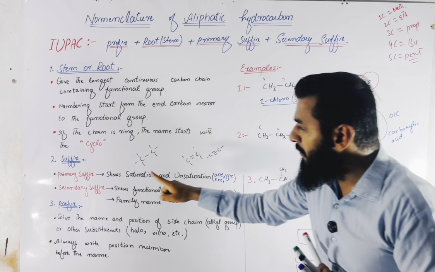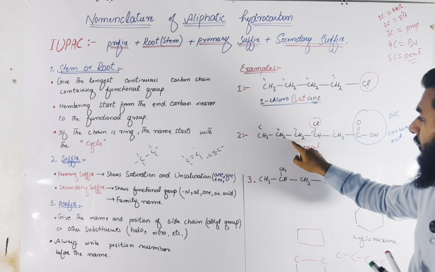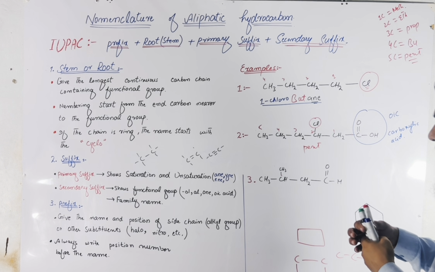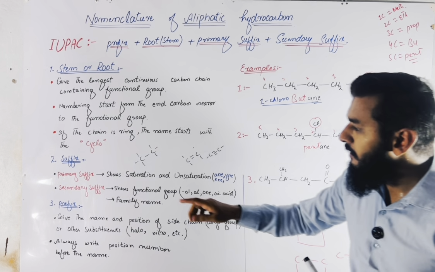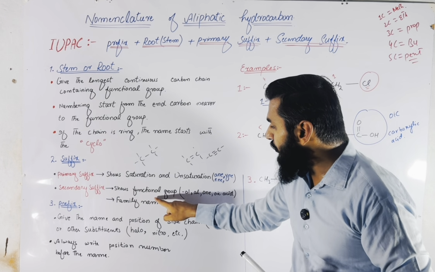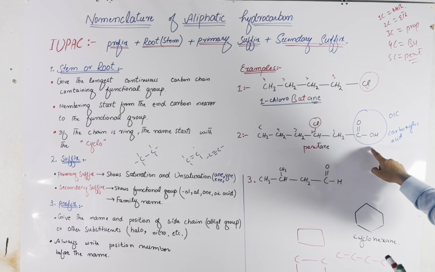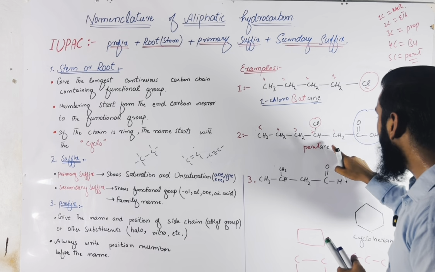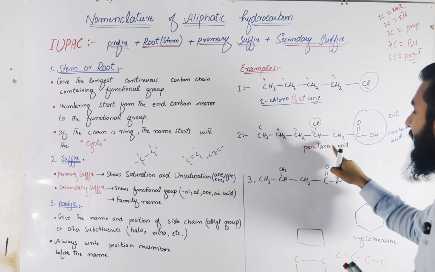Now, the primary suffix shows saturation and unsaturation. We know that in the carbon chain there is no double bond, so this bond is saturated and we use "ane" for a saturated compound. So this is pentane. And the third one is the secondary suffix, which shows the functional group or family name. It contains carboxylic acid, and we use "oic acid". It means this is pentanoic acid.